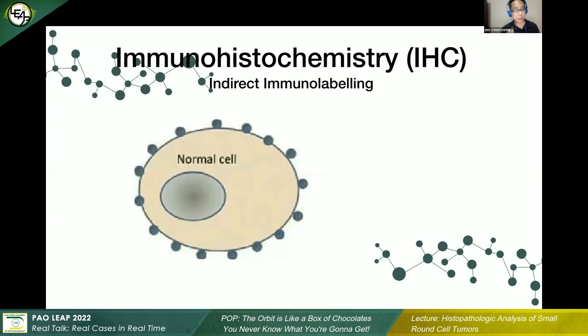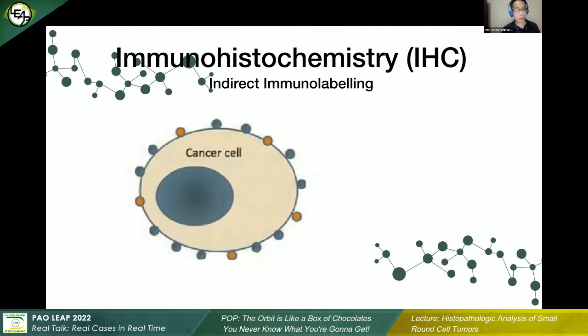So let me illustrate this with a simple animation that I made. Let's say we have a normal cell with a lot of surface receptors. They are not antigenic since they are considered as self, right? Unless you're talking about autoimmune diseases or conditions. So when these cells undergo neoplastic changes, they produce tumor antigens like this one. Yan yung tumor antigens or tumor markers.